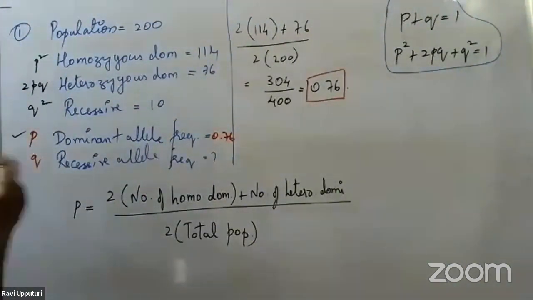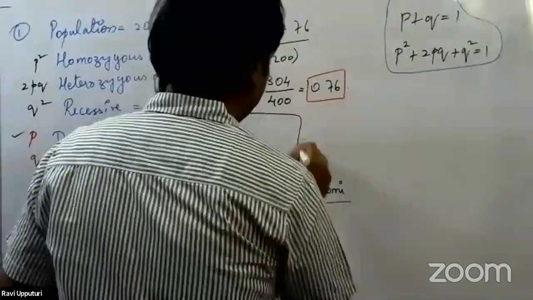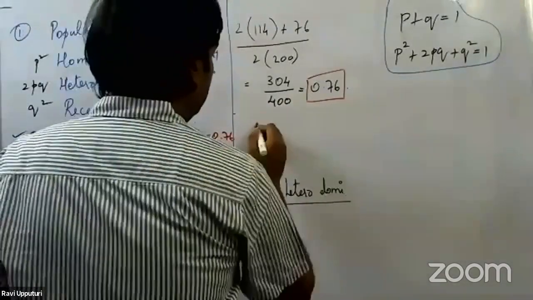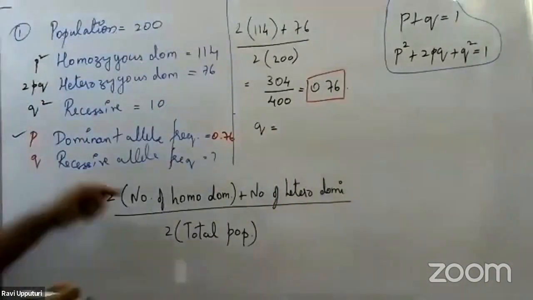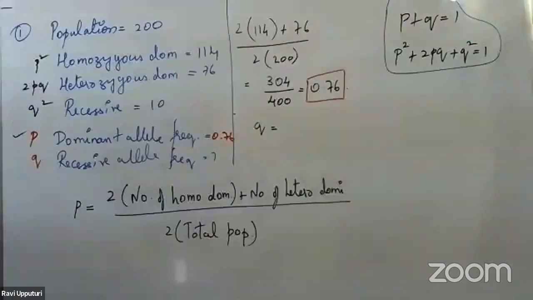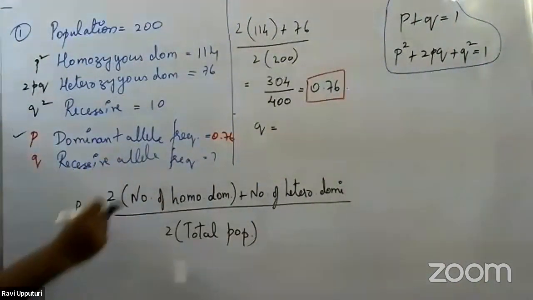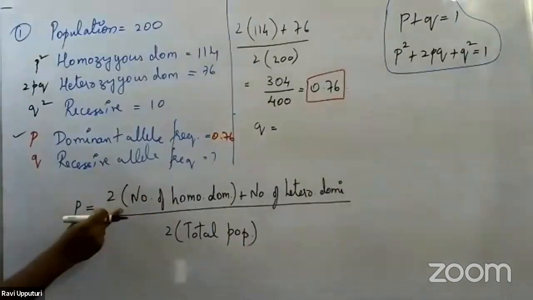Similarly, if we have to do it for Q also, we use the same expression, but slightly different. Since Q represents the recessive allele, we will be slightly modifying this. The modification will be only in the first part.